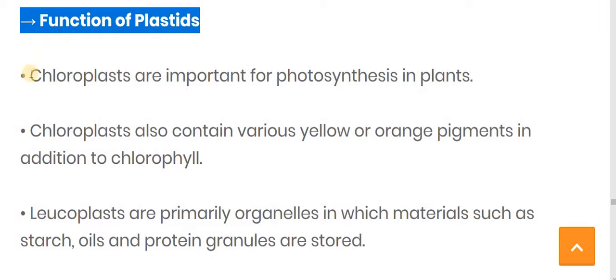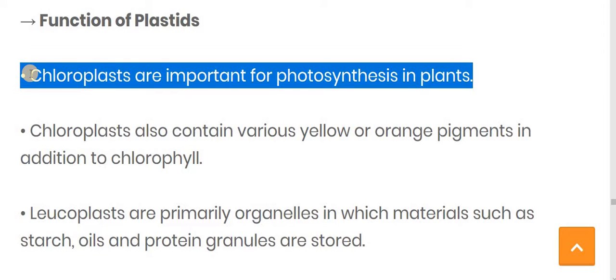The first one we see is the chloroplast. Chloroplasts are important for photosynthesis in the plant because the chloroplast contains chlorophyll, which is a green color pigment and is responsible for the synthesis of food. This chlorophyll traps the sunlight and converts this light energy into chemical energy by the process called photosynthesis, and due to that the plants make their own food.